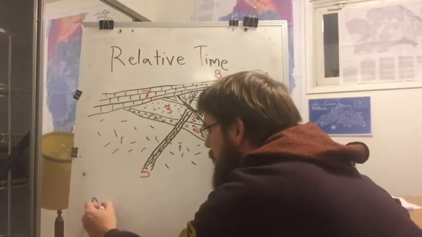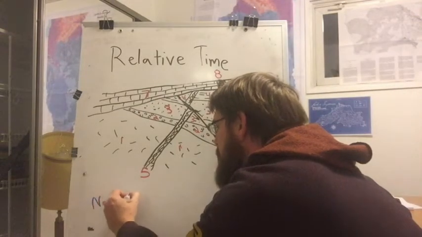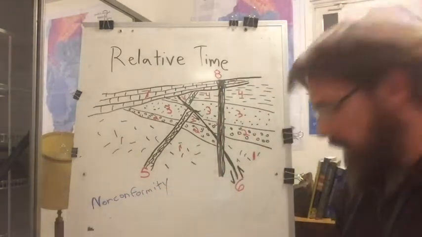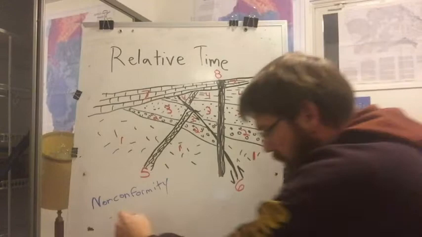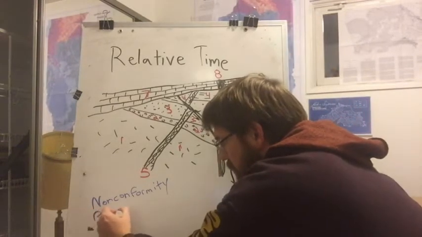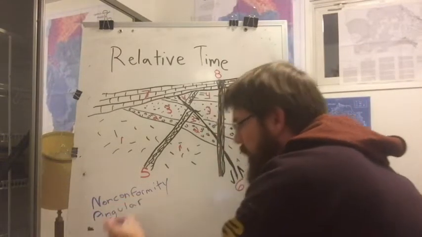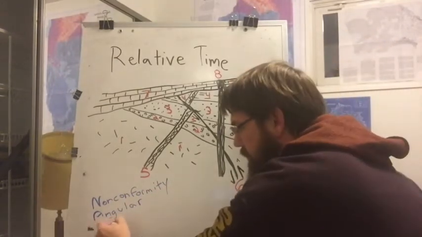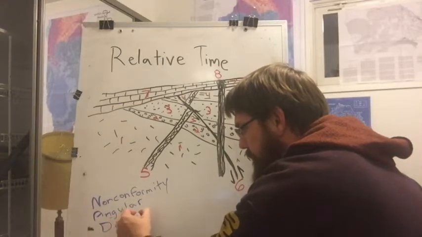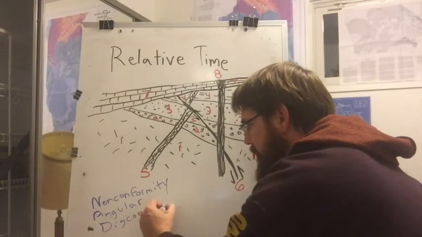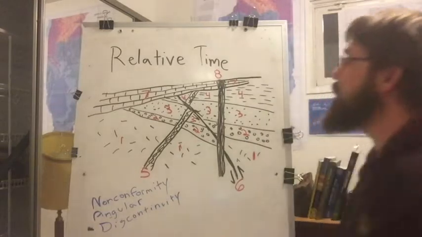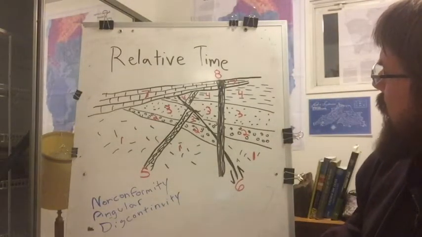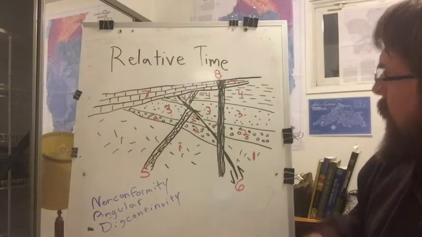You have a non-conformity. Can you guys see that? Yeah. You have a non-conformity, you have angular unconformity, and I'm not going to write down conformity. And you have what's called a discontinuity. All right, and they should all be represented here in this. I believe they are. No, they are here.